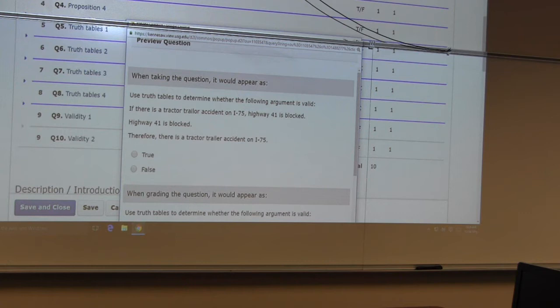And then we say, if there's a tractor-trailer accident on 75, Highway 41 is blocked. Well, that means that A implies blocked, right? Accident implies blocked. And we've already got that Highway 41 is blocked. Therefore, there is an accident on 75. I think we have everything we need right here. So let's see. We only have two basics, so that means we have four rows.